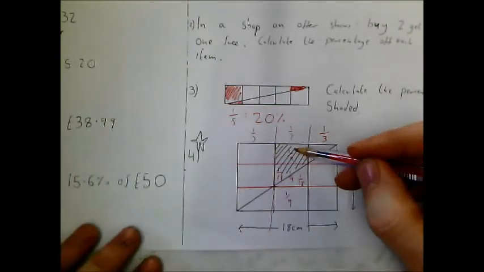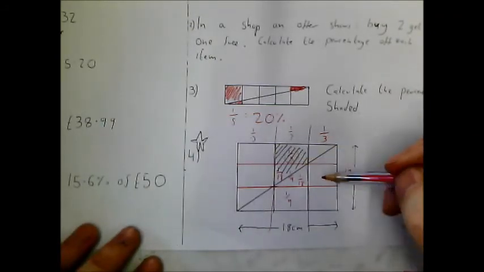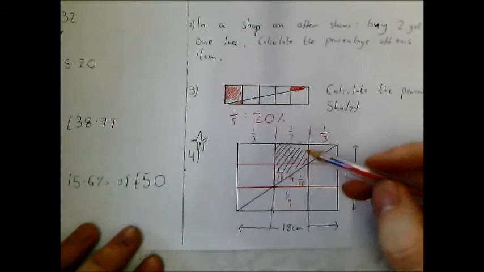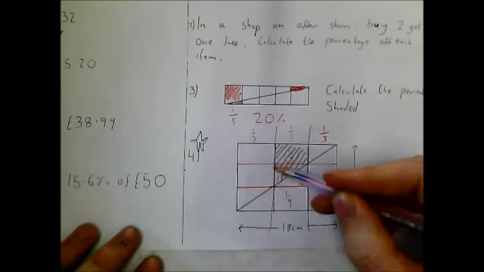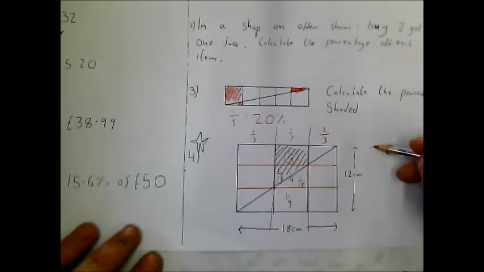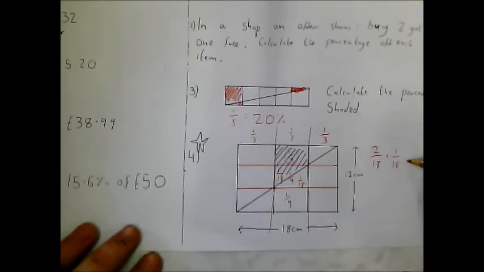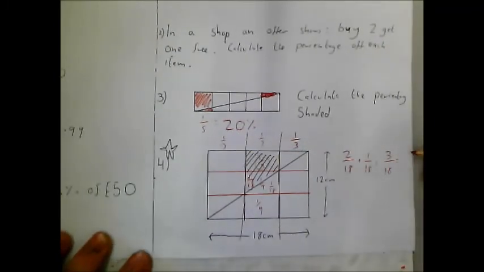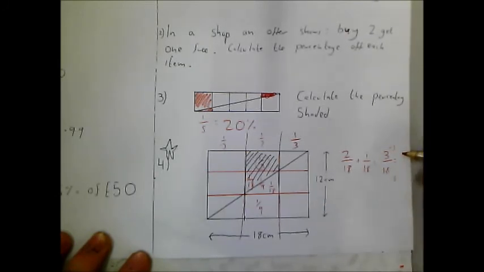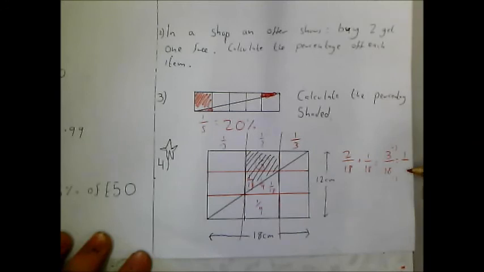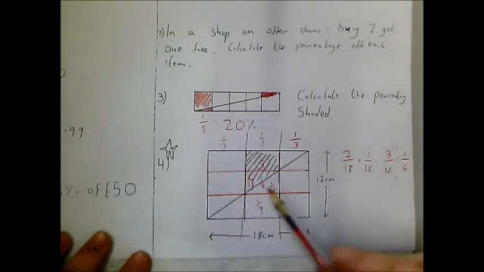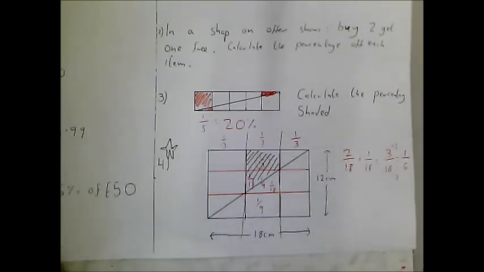Okay, so now I just want to add 1/9 to 1/18. Well, I know 1/9 is 2/18, so I just got to do 2/18 plus 1/18, which gives me 3/18. Okay, and that simplifies by dividing 3 top and bottom. So I get 1/6. So it's a 6th of the shape shaded.